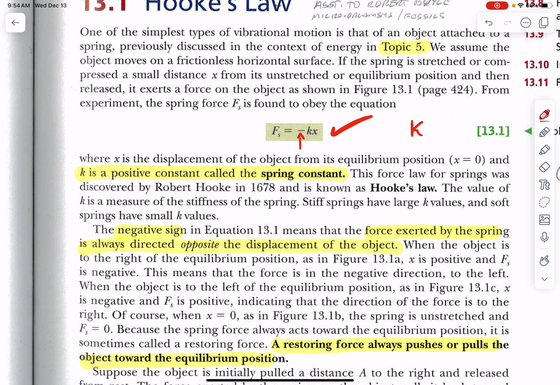So if I exert a force and something moves in this direction, let's call that the positive direction. The force, in this case, let's say a force acting on a spring, is going to try to pull it back in the opposite direction, which is going to be the negative direction, and hence the negative sign.